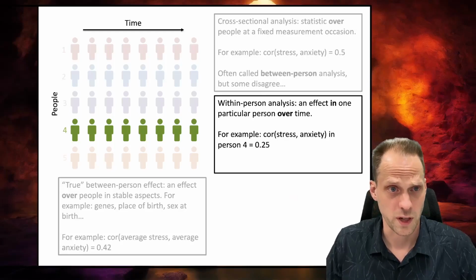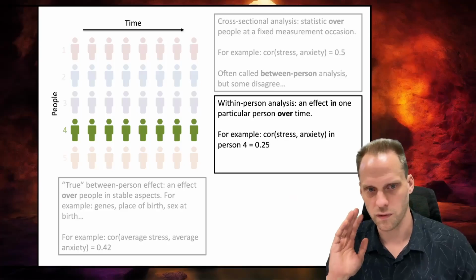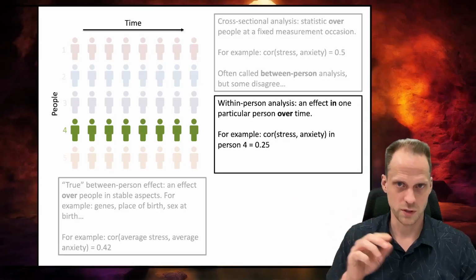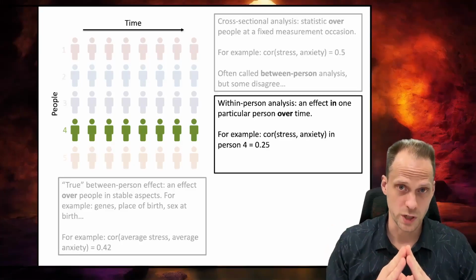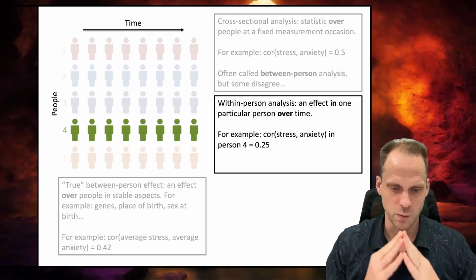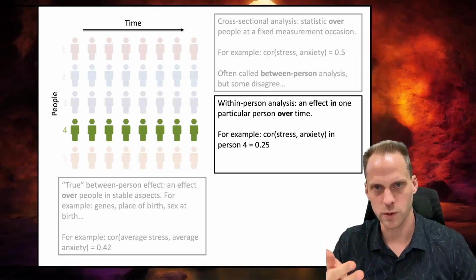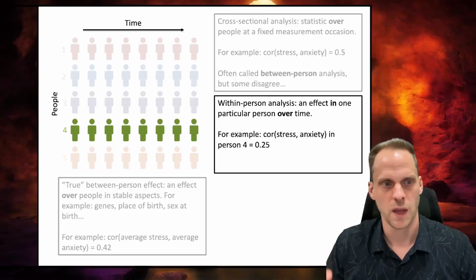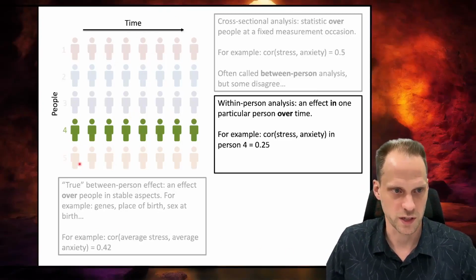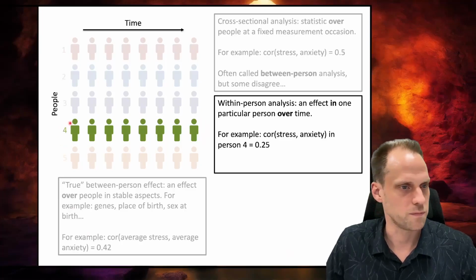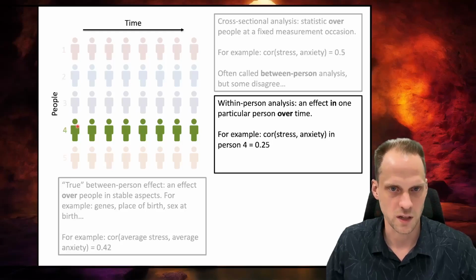Then another type of analysis that we can do is a within-person analysis, and then we look at the effect of one particular person over time. And this is where the term within-person comes from. It means within the data of a person. So within the data of a person, we might be able to establish something. That means we take one person, there might be others, and they might have different effects, and we look at that one person over time, and then we establish some statistic in that one person over time.